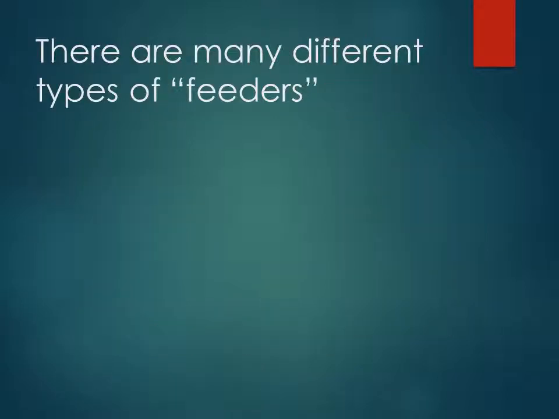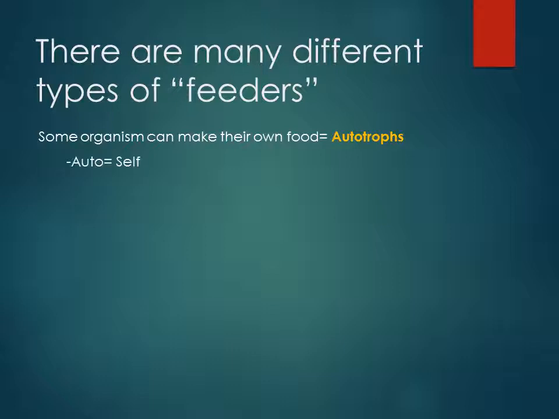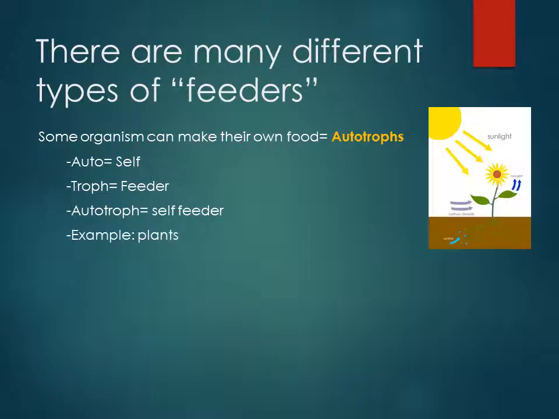So there are many different types of feeders, meaning many different ways in order to gain energy. Some organisms make their own food. They're known as autotrophs. If we break down the word autotrophs, we see auto, which means self. Think of an automobile. It's something where you can drive it around yourself. Troph means feeder. You put those two words together and you have self-feeder. Something that creates its own food, like plants.